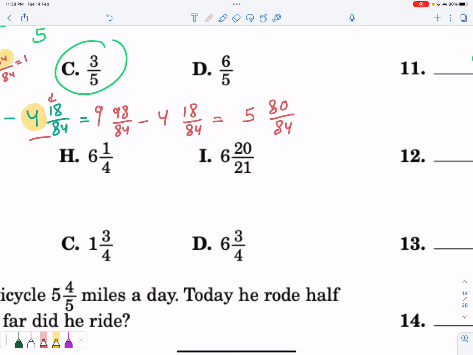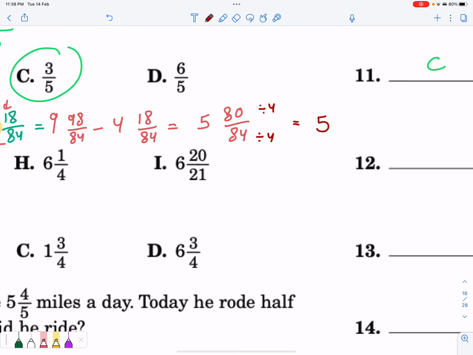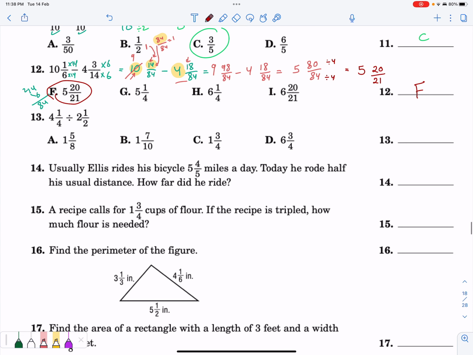Now think with me, can we simplify this fraction? I guess we can divide it by 4, because we have 8 and 4, which are multiples of 4. So the whole number will stay the same, the 5. 80 divided by 4, imagine that as 20. So 8 divided by 4 is 2, and just keep the 0. 84 divided by 4, you will get 21. So this is the correct answer, 5 and 20 over 21, which is answer F. I know there's a lot of work on that one. It's a tricky one, but we don't get such questions all the time.